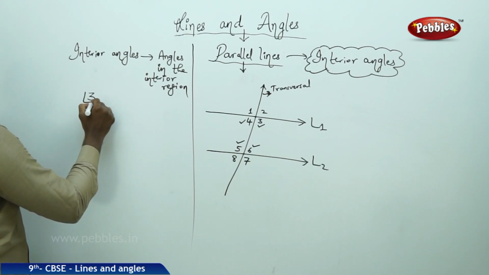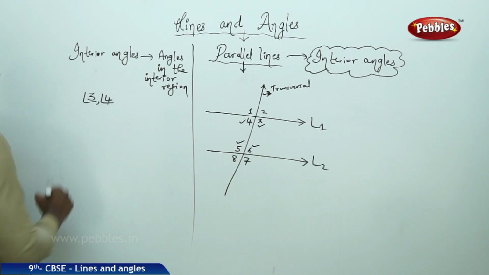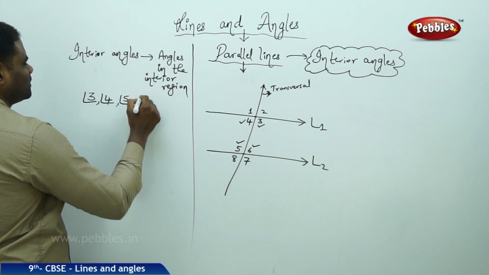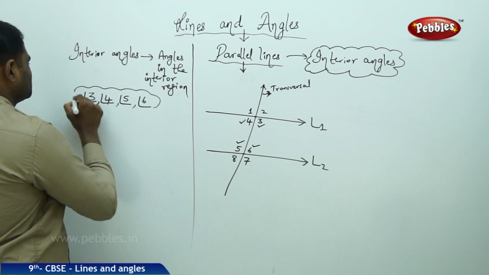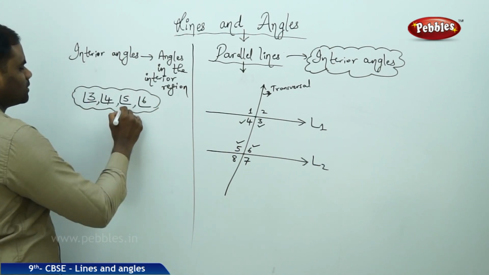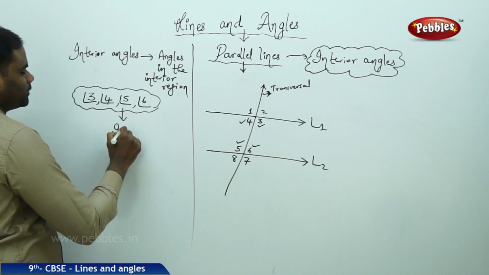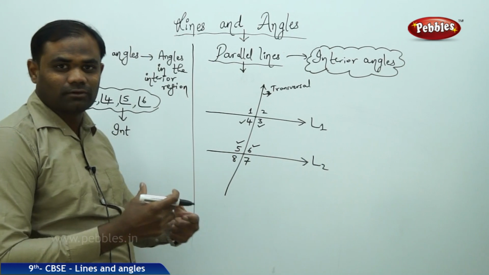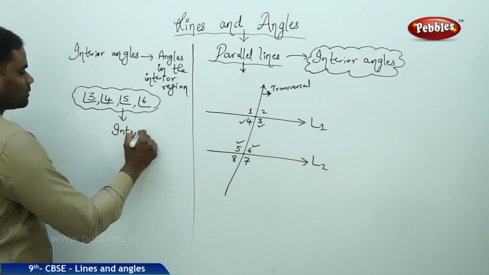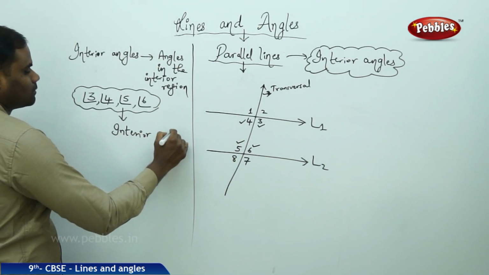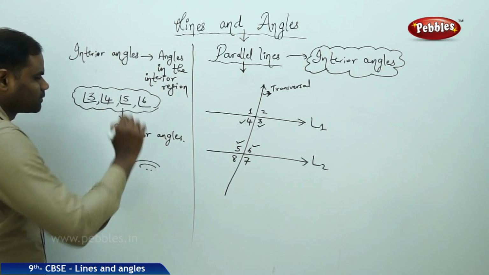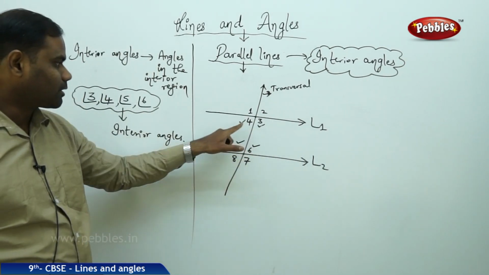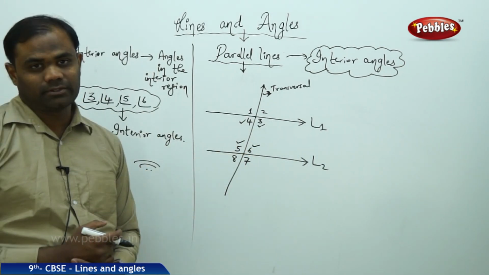So let's see what are the angles in the interior region. Angle 3, angle 4, angle 5, angle 6 are said to be the angles in the interior region, and therefore these angles which are in the interior region of the parallel lines are said to be interior angles. Interior angles in the parallel lines are angle 3, angle 4, angle 5 and angle 6.